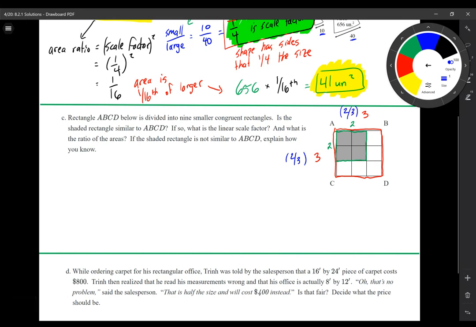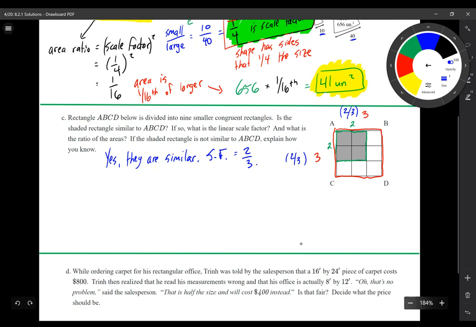So, first to answer our question, yes, they are similar. And then our second part is that the scale factor is equal to 2/3. So that answers our first two questions. And then they want to know what is the ratio of the areas.